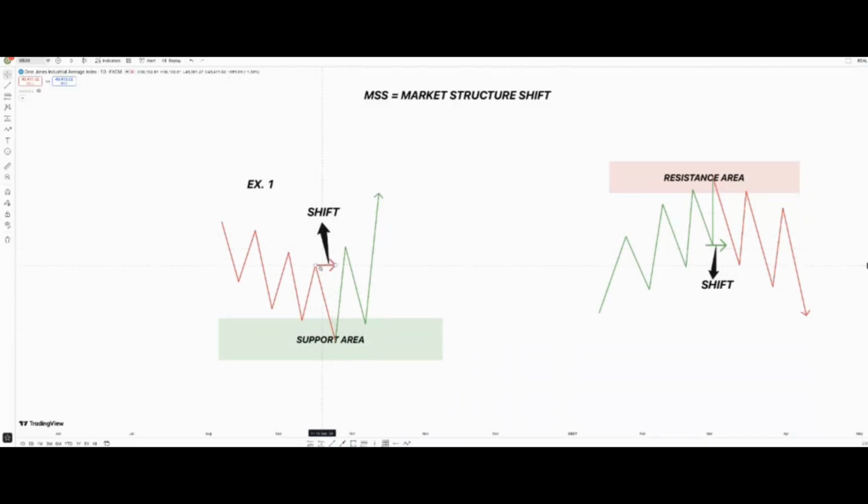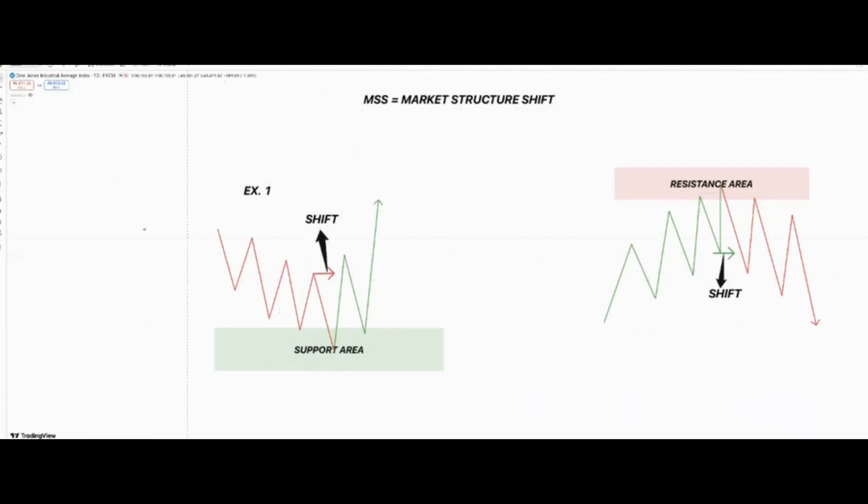Now, this process, this point where it breaks out from the previous high, this is called the shift. And when this happens at a significant area like the support zone or the resistance zone, you can expect price to continue the trade in the opposite way. Once the shift happened, price used this newly created support as a support area to continue the uptrend.